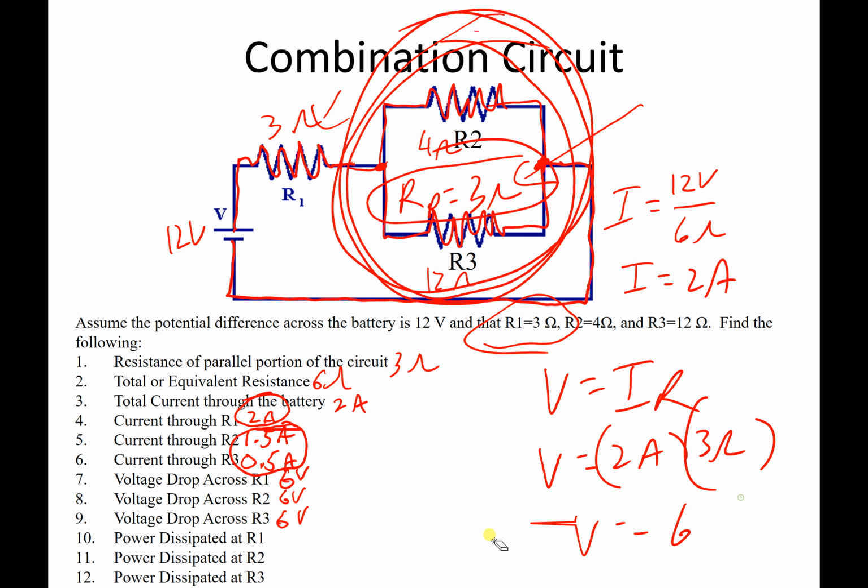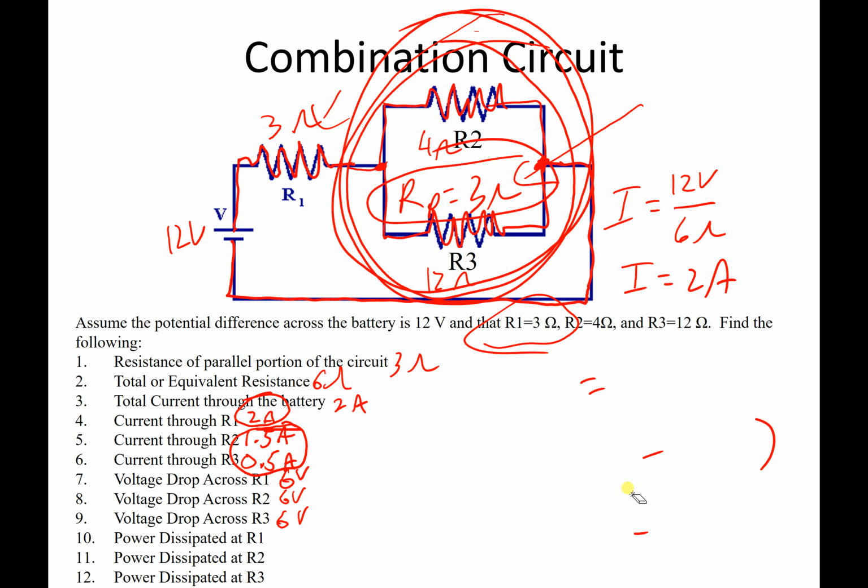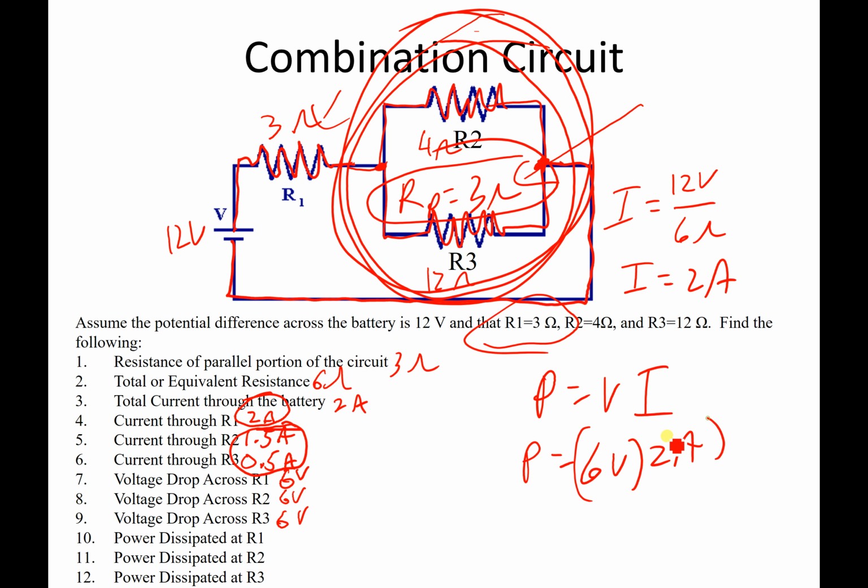Finally, we need to find the power dissipated at each of those resistors. Remember, power is P equals VI, or P equals I squared R. Here I'm going to use VI. So at resistor 1, voltage drop was 6 volts. Current through resistor 1 was 2 amps. So we get a power dissipated of 12 watts.